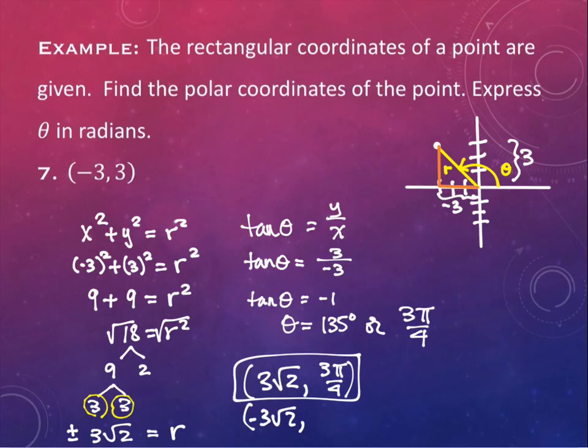Well, so let's think about our picture. Let me sketch a new picture so that we can put it there. I'm over here if I'm at negative 3 square root 2. How do I get back to up here? How do I get here?